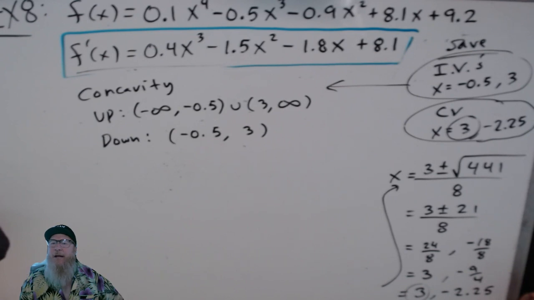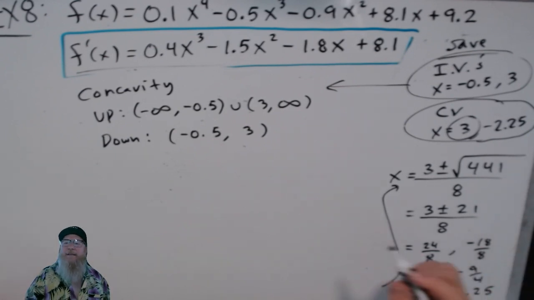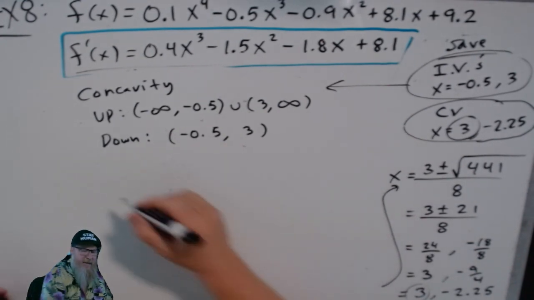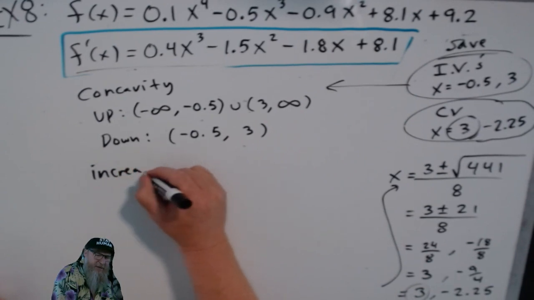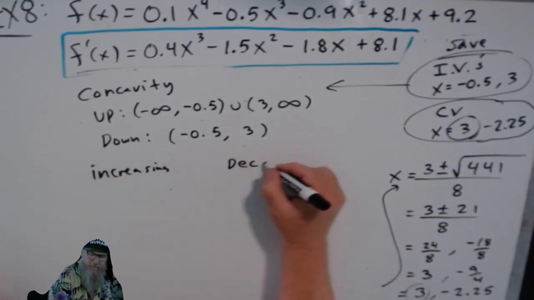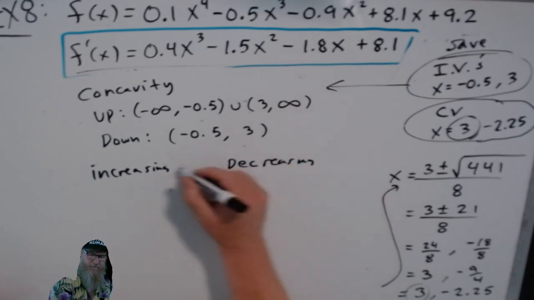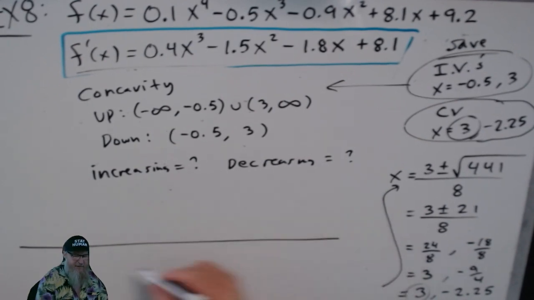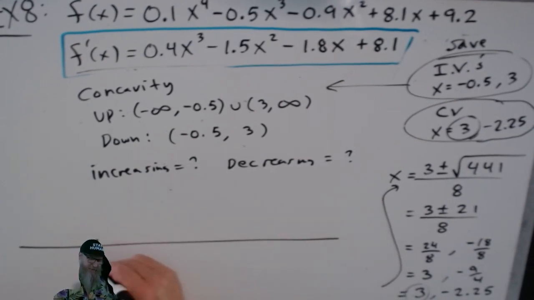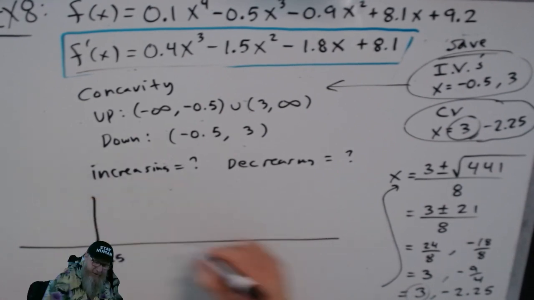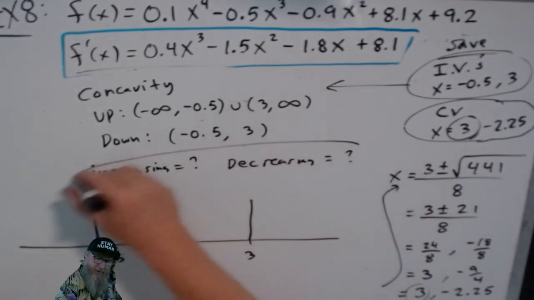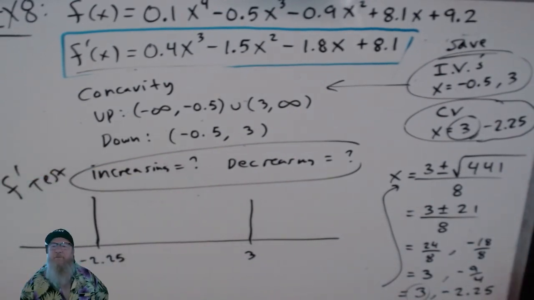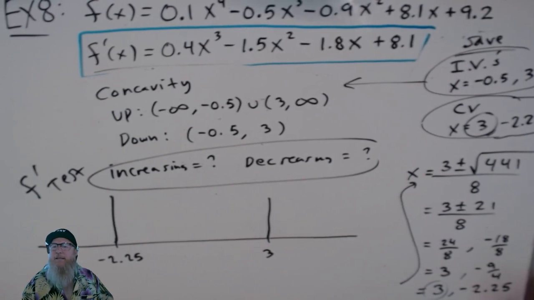So we knew we had 2 inflection values. Remember when we did the test, it went plus, minus, plus? Yeah, I already erased it, but that's what it did. And so now we have increasing, decreasing. I don't know. We're going to have to do a test. So we've got negative 2.25 and 3. We're going to have to do a sign test, the first derivative test, f prime test.